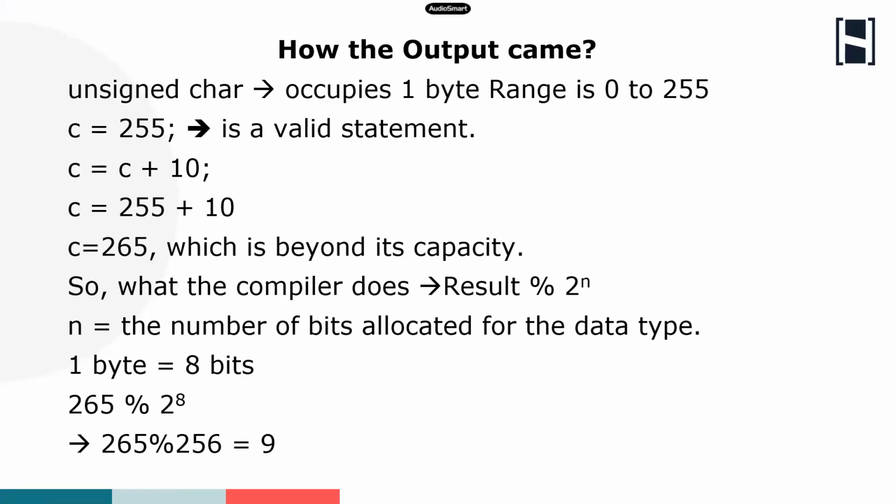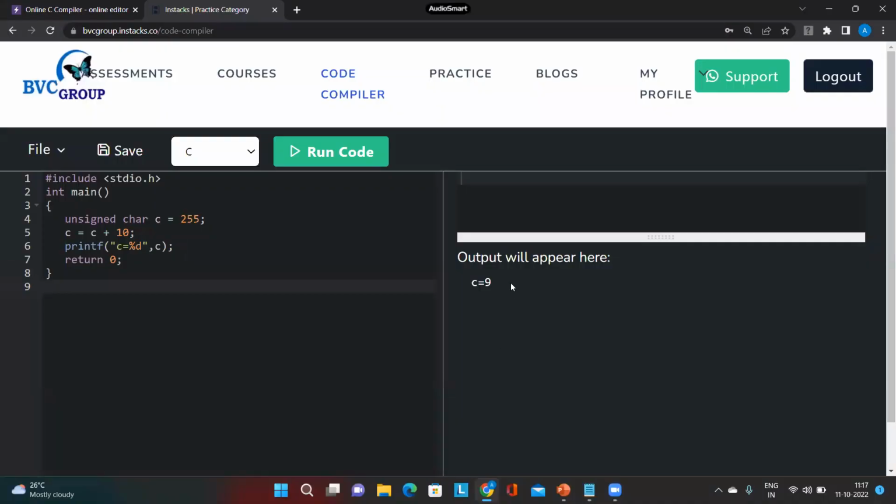Remember, number of bits. Here I am saying the char data type occupies 1 byte, so 1 byte means it is 8 bits. So 265, which is my result, modulo 2 to the power 8. 2 to the power 8 is 256. So 265 modulo 256, the output you are going to get is 9, and that is nothing but the output that is getting printed for us also.